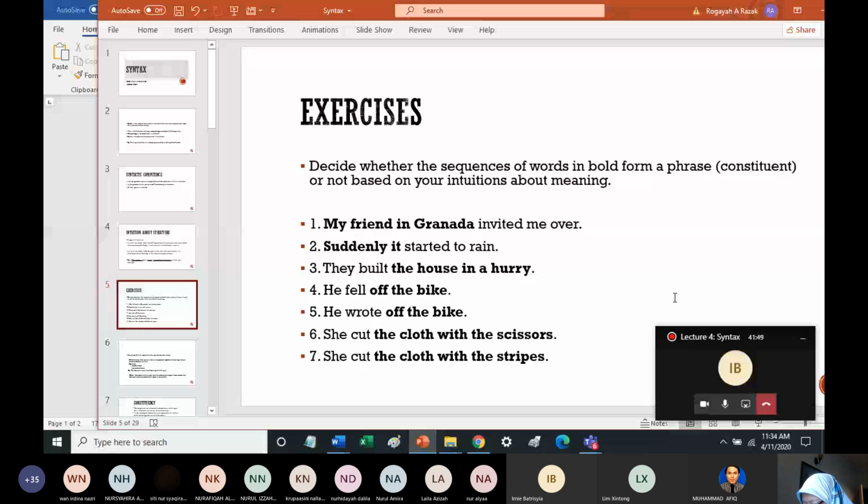Number 6 is Aishwarya. Yes, doctor. I feel like the cloth with the scissors is a constituent because it gives meaning to the sentence. Because if you just put she cut, it doesn't mean anything. If you just say she cut, you stop there. It's incomplete, and the meaning is complete. But the question is, is the cloth with the scissors a constituent? The bolded one, is it a constituent? I feel that it is.